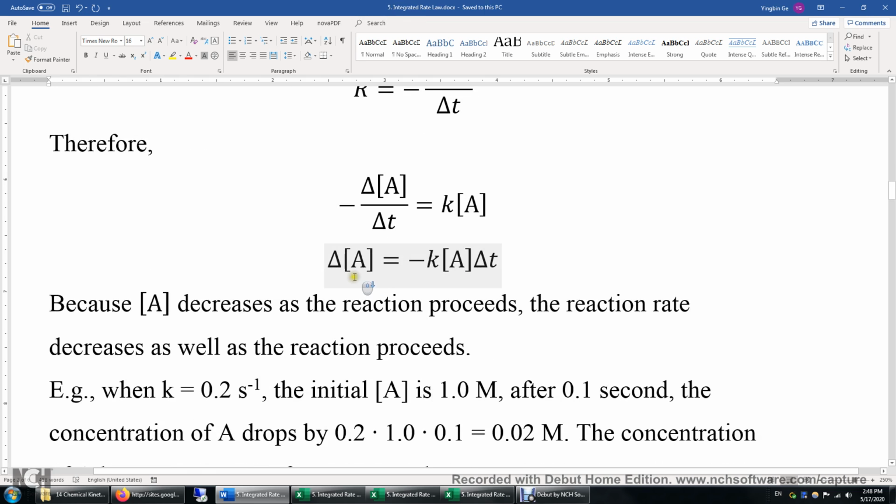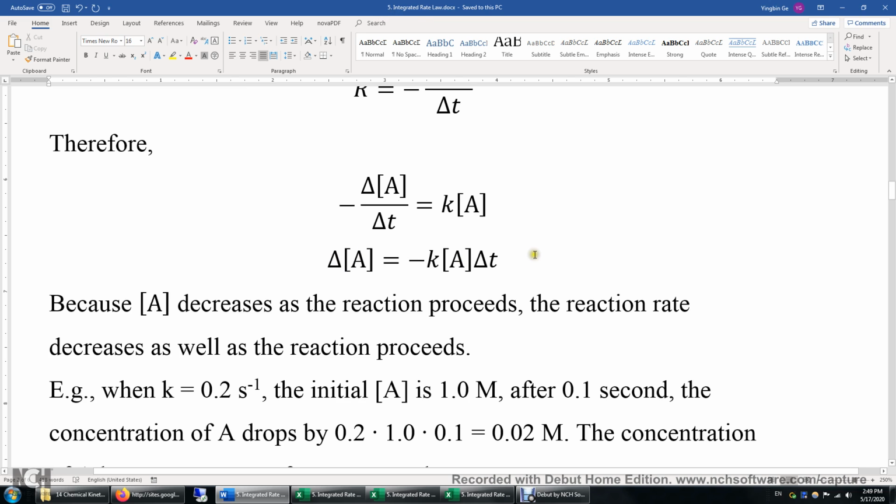And then we have this nice equation. The change of A is simply negative k A times delta t. But this is not that simple, because this A changes. As the reaction proceeds, A decreases. So given the same time period, so let's say the delta t is the same, because A changes, even within the same amount of time, the change of A is different. And because A decreases during the entire reaction, this delta A actually decreases as well.